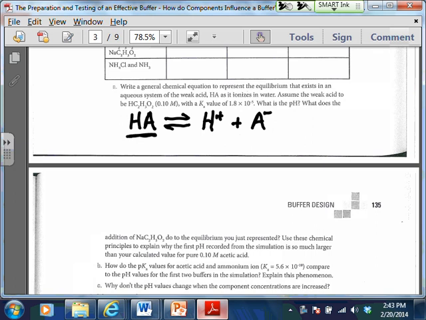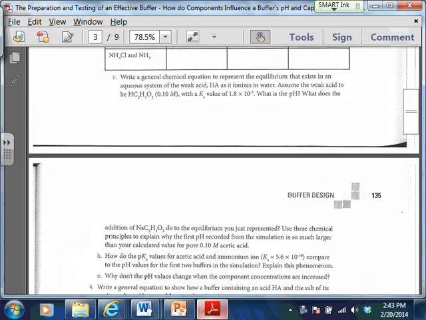But then they're giving you some actual concrete numbers. They're saying if this is acetic acid we're talking about, and the Ka value is 1.8 times 10 to the negative fifth, and they give you an initial concentration, they want to know what is the pH. And that's basically what we did on the last test. So you've got a weak acid in equilibrium, and we're trying to figure out the pH of that solution. I'm going to let you calculate that on your own, because you basically just make an ICE table for that one and figure it out.